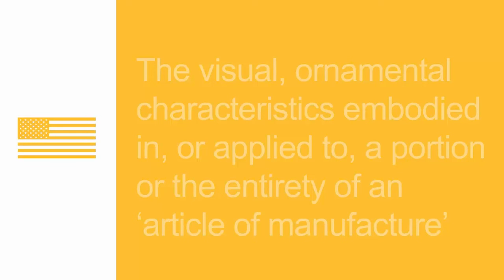Firstly, designs cover visual ornamental characteristics. The visual appearance of a design will be considered ornamental in nature if it is not dictated purely by the function or utility of the article. Secondly, a design patent may protect designs embodied in or applied to an article. This can cover the configuration or shape of an article, the surface ornamentation applied to an article, or a combination of configuration and surface ornamentation. Finally, like in the UK, a design patent may relate to a portion or the whole of an article of manufacture. Like in the UK, designs must qualify for protection through a design patent.